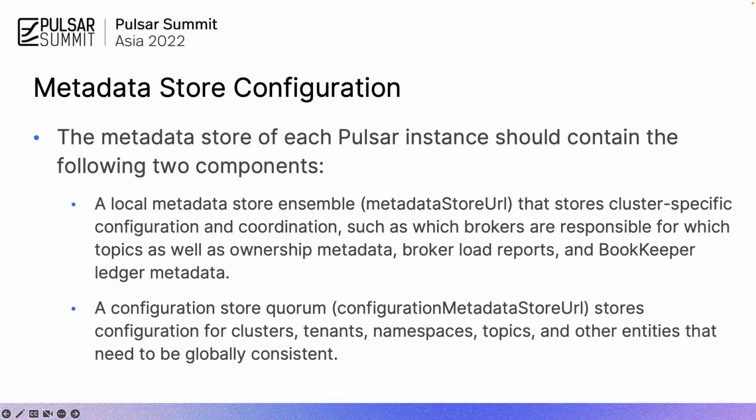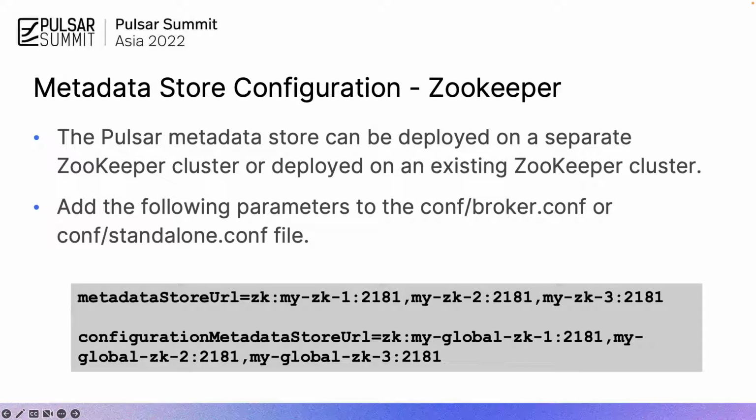The other metadata store is one for coordination of geo-replication and things of that nature, storing information across multiple clusters to which you belong and accessing a globally shared metadata store to get information about other clusters in the Pulsar instance, tenants that exist across multiple cluster instances, and other entities that need to be globally consistent.